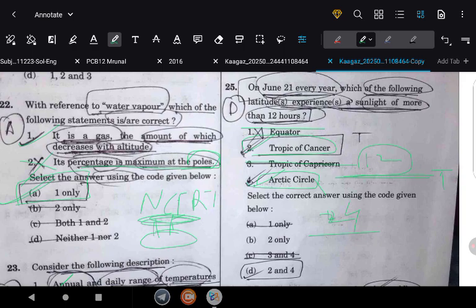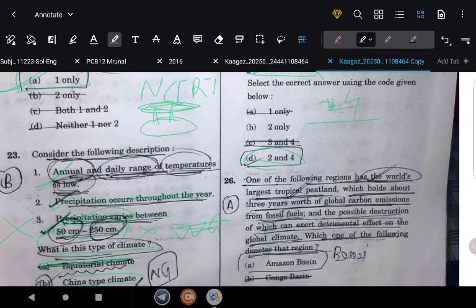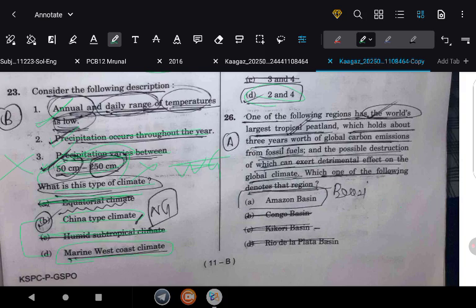So the answer was 2 and 4 D. And question 26: one of the following regions has the world's largest tropical peatland, controls global carbon emissions, etc., and its possible destruction can bring a detrimental effect. So as you can see, it was a bit confusing question here.